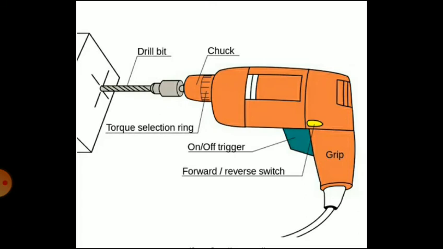So you can see an electrically operated drilling machine. On the floor or on the wall, you can put holes in a particular component by using an electrically operated hand drill machine.